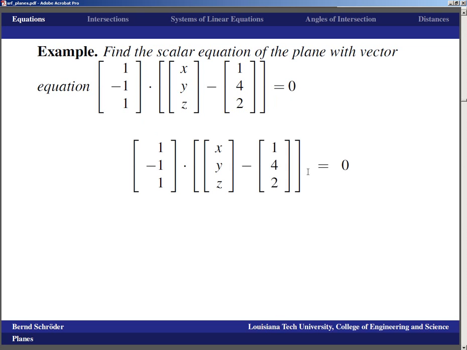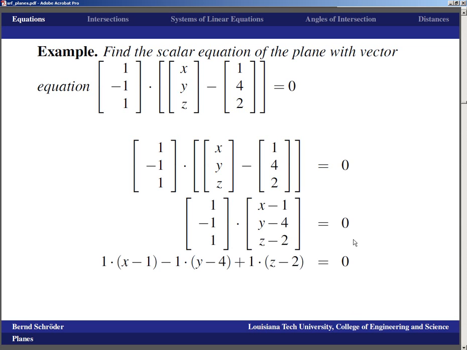How do we turn this normal equation into a scalar equation? Well, we just multiply things out, right? 1, negative 1, 1 dot x, y, z minus 1, 4, 2 equals 0. That's the same as 1, negative 1, 1 dot x minus 1, y minus 4, z minus 2 equals 0, which is the same as 1 times x minus 1 minus 1 times y minus 4 plus 1 times z minus 2 equals 0.